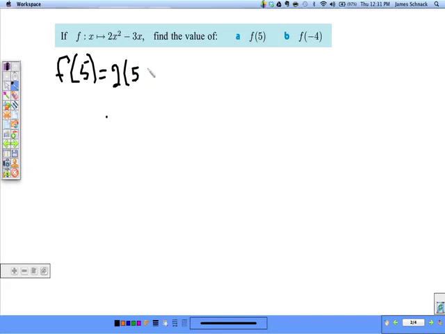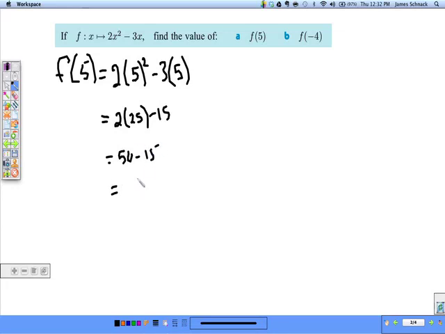First step is to actually do that. Write this down. Don't rely on your mental computation skills. You're going to make some mistakes. Get this on paper, then start crunching your numbers. We follow the order of operations, and there should be no need for a calculator with this one. 2 times 25 minus 15. So that's 50 minus 15. 50 minus 15 is 35. So f of 5 equals 35.